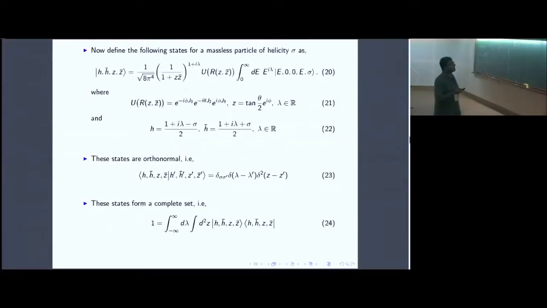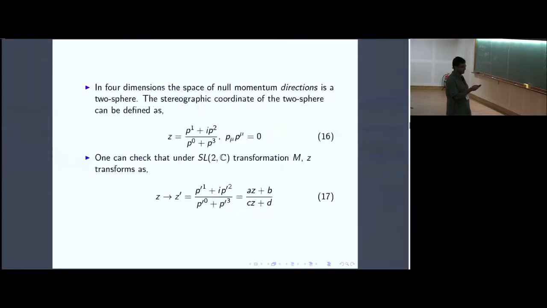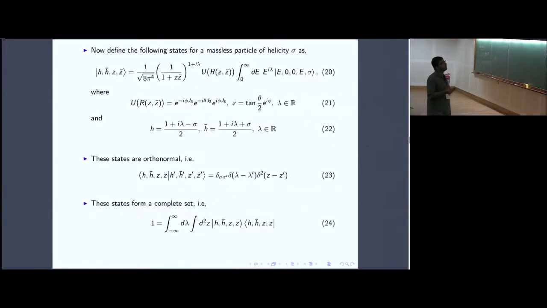Okay, so now, with these things, let us define the state. Let me explain what this is. I am defining the state h, h bar, Z, Z bar, where Z is the coordinate on the S2. I have this particular normalization factor, where lambda is a real number, and this U_R(Z, Z bar) is a rotation operator, which I have chosen to be of this particular form.